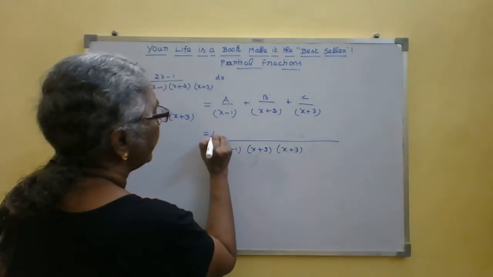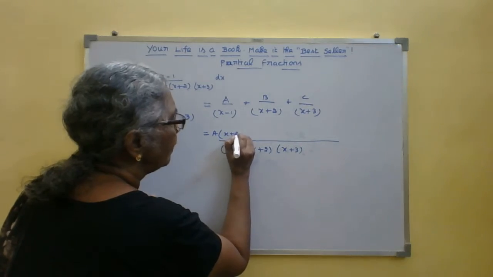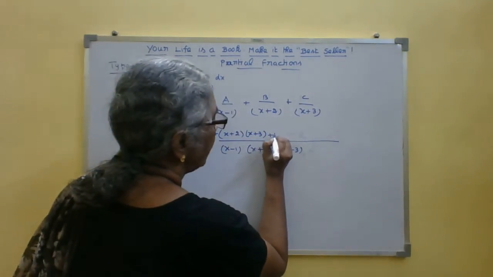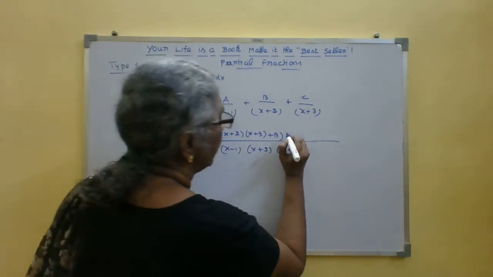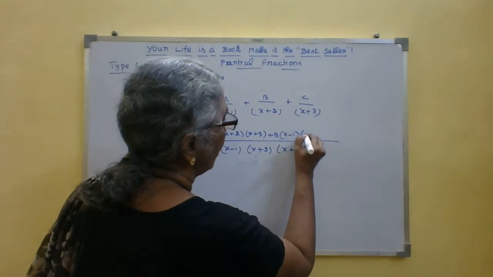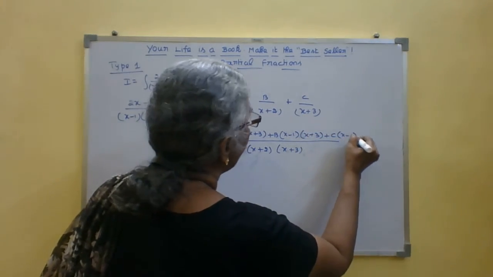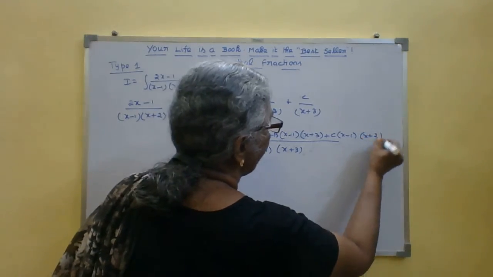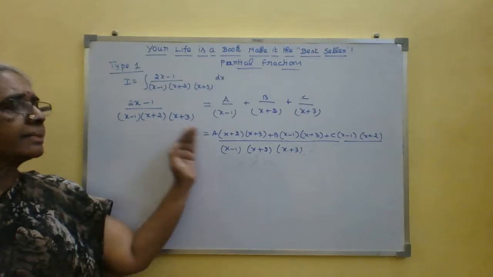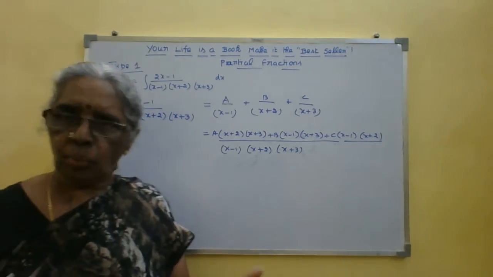So here, a into, you have x minus 1 here, so you will be left with x plus 2 into x plus 3, plus b into, you have x plus 2 here, so you write the other two things, that is x minus 1 into x plus 3. Similarly, c into, you will write x minus 1 into x plus 2. Okay. Now you compare the LHS and RHS. The denominators are equal, so you can equate the numerators.